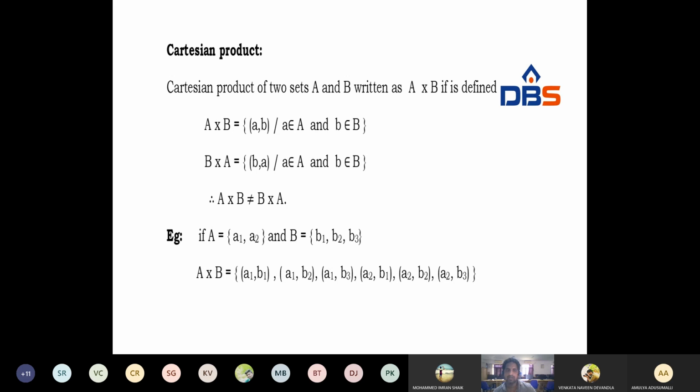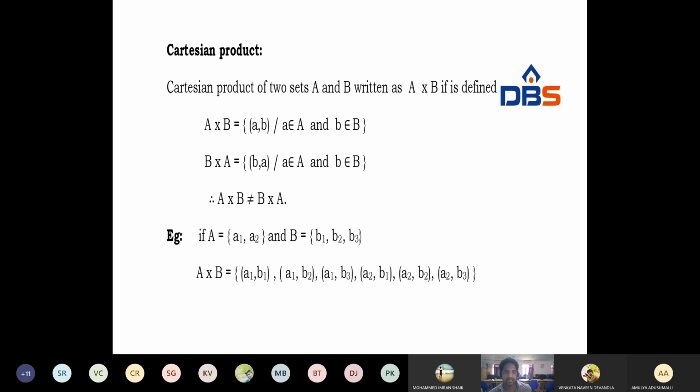Okay now. So the Cartesian product of two sets A and B, written as A cross B, is defined as the set of pairs (a, b) such that a belongs to capital A and b belongs to capital B. Then B cross A equal to the pairs (b, a) such that a belongs to capital A and b belongs to capital B. And one thing, A cross B is not always equal to B cross A. Therefore, A cross B is not equal to B cross A.